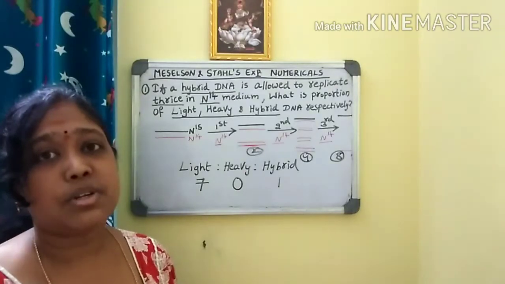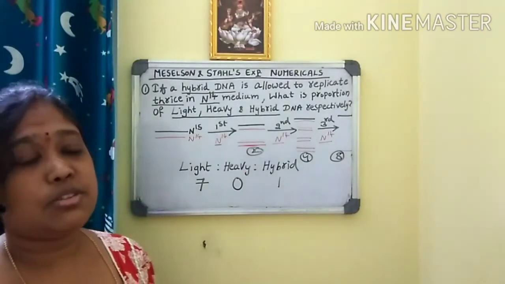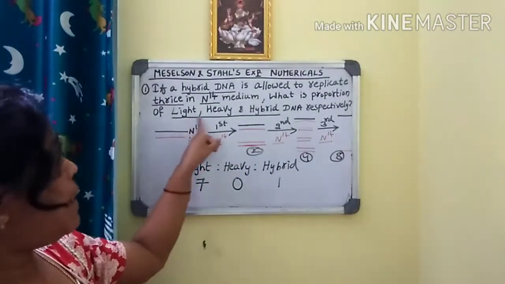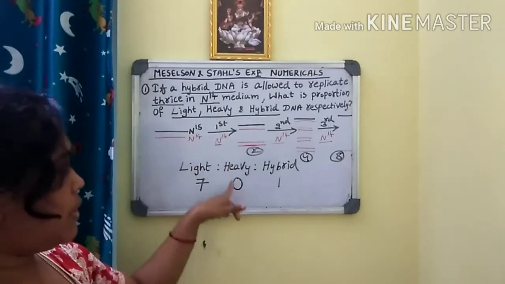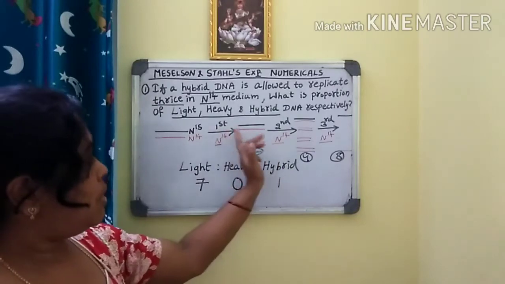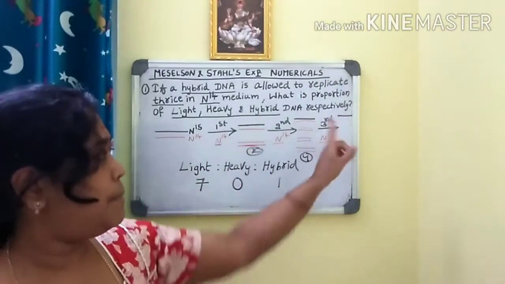But if they ask for 30 generations like that, it will be difficult to solve. So you can solve in this way. You have to apply the intellectuality. The heavy you won't get, that's why it is 0. And however many generations you continue, you will get only one hybrid DNA.